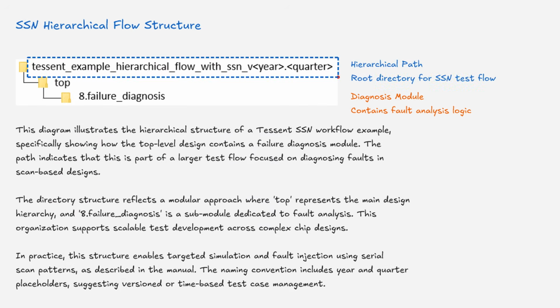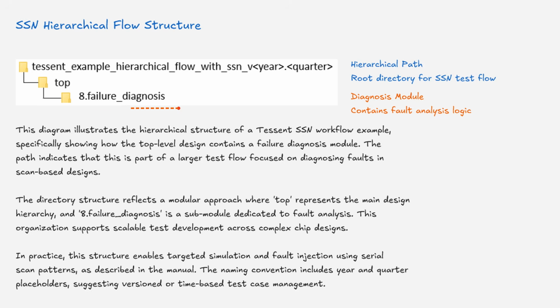This diagram illustrates the hierarchical structure of a Tessent SSN workflow example, specifically showing how the top-level design contains a failure diagnosis module. The path indicates that this is part of a larger test flow focused on diagnosing faults in scan-based designs. The directory structure reflects a modular approach where top represents the main design hierarchy and 8 failure diagnosis is a submodule dedicated to fault analysis. This organization supports scalable test development across complex chip designs.